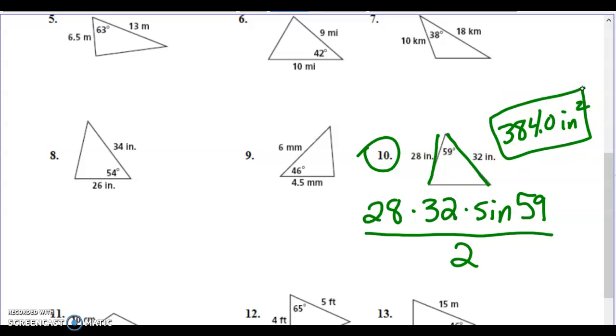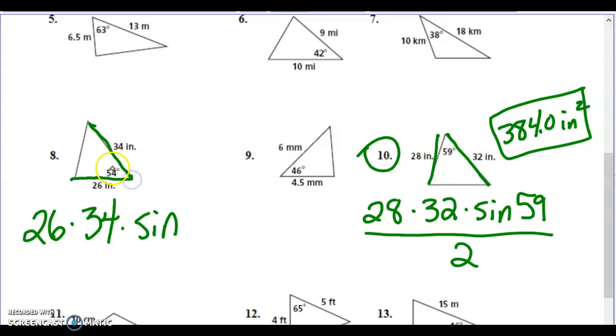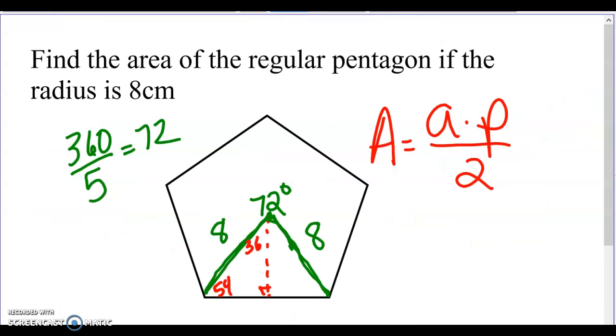Just another quick one. I won't do the entire thing out here. For this one, 26 is the side, 34 is the other side, and the angle between that 26 and that 34 is the 54. So sine 54, and then divide by 2. If I type that in, that will tell me the area of that triangle. This is a good formula to use, especially when we know the radius of our polygon. We know here that 8 and 8 are the two sides, and 72 is the angle between them.